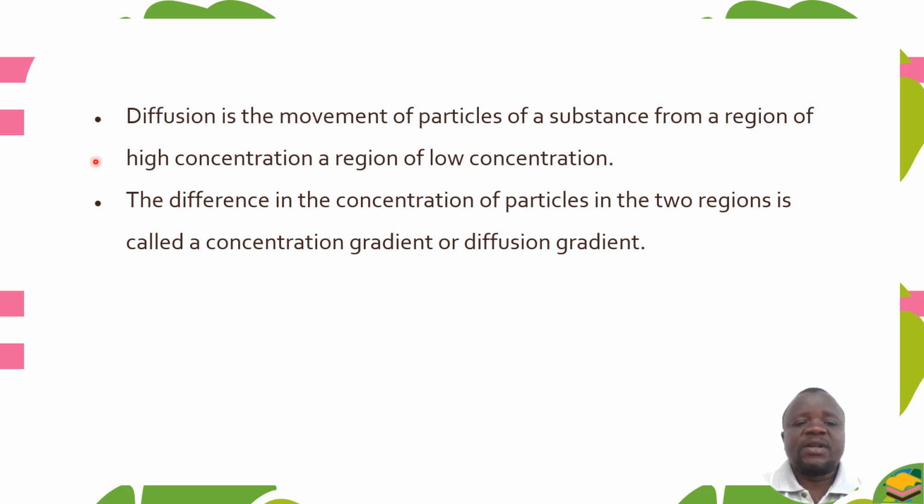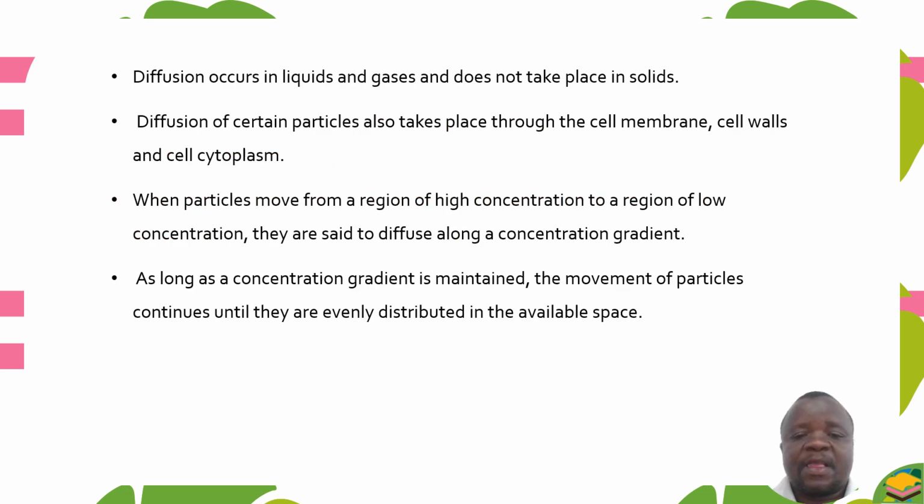Diffusion is the movement of particles of a substance from a region of high concentration to a region of low concentration. The difference in the concentration of the particles in the two regions is called a concentration gradient, or diffusion gradient. Diffusion occurs in liquids and gases and does not take place in solids. Diffusion of certain particles also takes place through the cell membrane, cell walls, and cell cytoplasm.